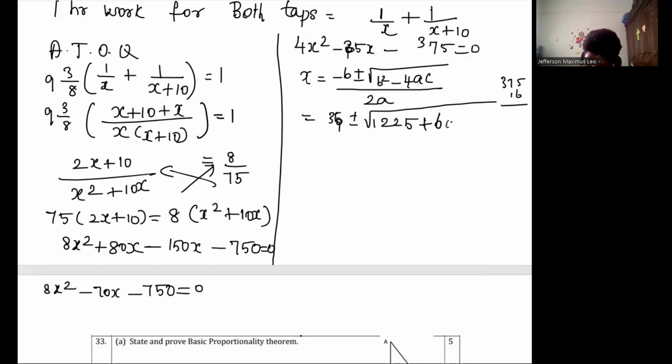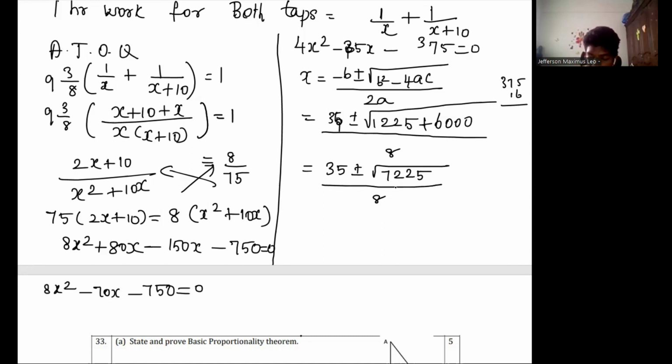So 6,000. So 2a, 2 4s are 8. 7, 2, 2, 5. Ma'am, 16 into 375 is 6000. Yes, correct. Exactly.